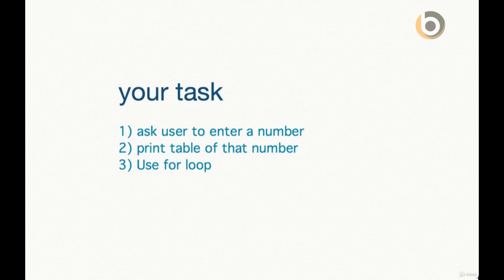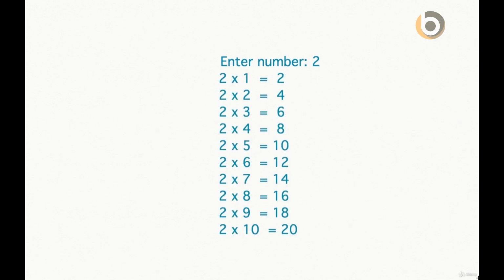Your task for the practice of for loop is this. Write a program that will ask a user to enter a number, then print the table of that number. Use a for loop. The flow of your program will go like this. You will ask the user to enter a number. Suppose he enters 2. So you will print the table of 2. Give it a try. The solution is provided in the next video.